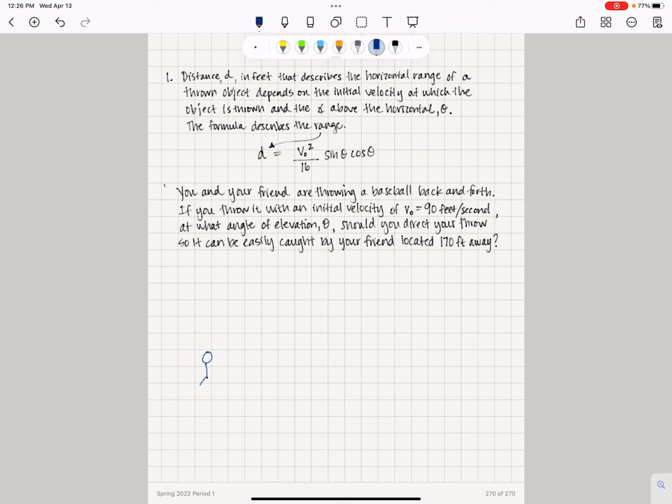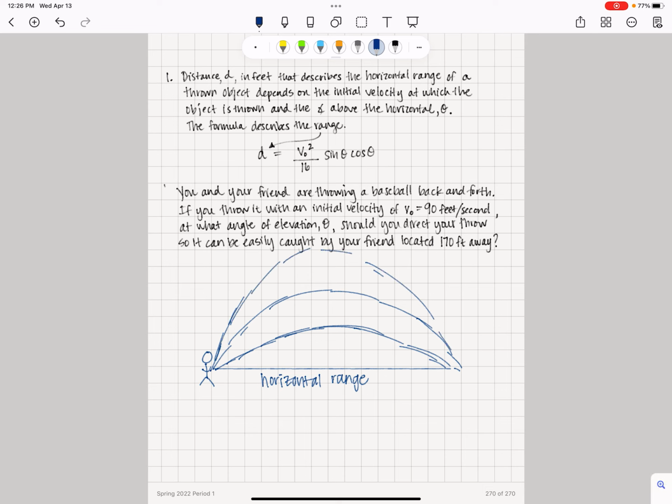So you've got a person, we've got a horizontal, and that's going to be your horizontal range that we'll just call range. And when you throw a ball, usually you throw it up at an angle. So we could throw it up at this angle, and then what goes up has to come down. We could throw it at a higher angle. What goes up comes down. We could throw it straight up. What goes up comes down. So you can throw it at all sorts of different angles.